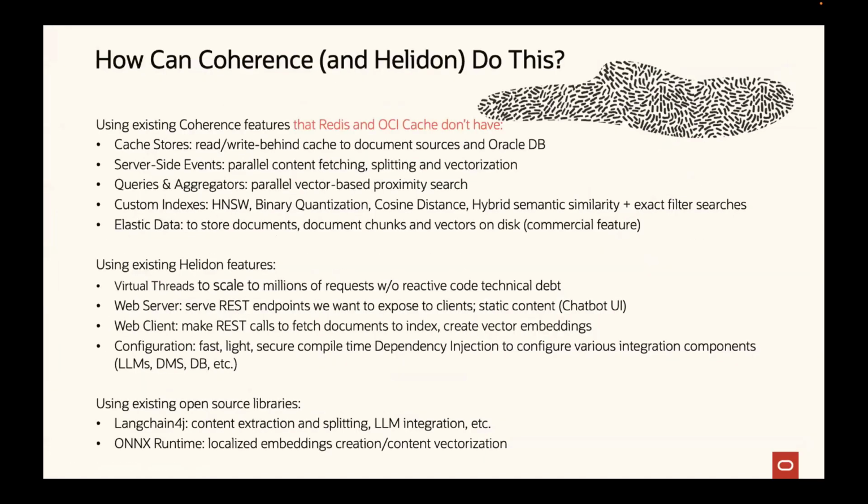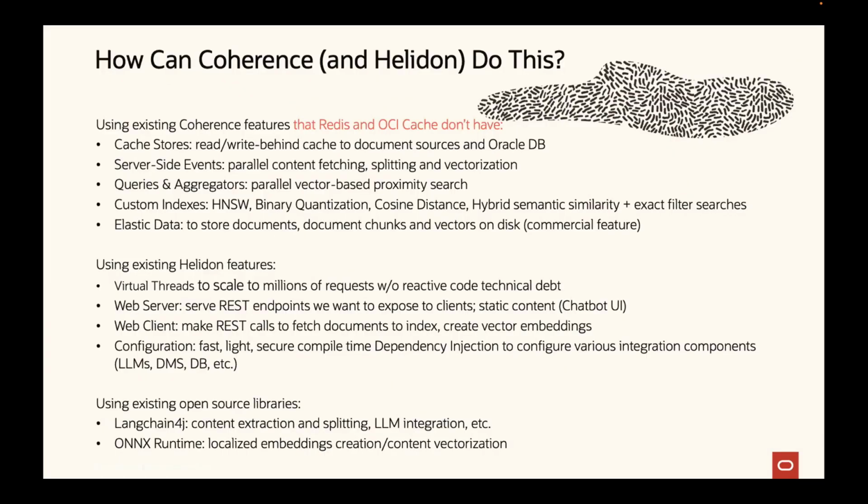How can we do this? There's a variety of capabilities that are provided in Coherence and Helidon that are not available in other areas such as Redis and OCI cache. Certainly, the ability to read and write and use Coherence as a read and write cache to the document sources and to the database. But really, the parallel content fetching, splitting, and vectorization, that's one aspect of it.